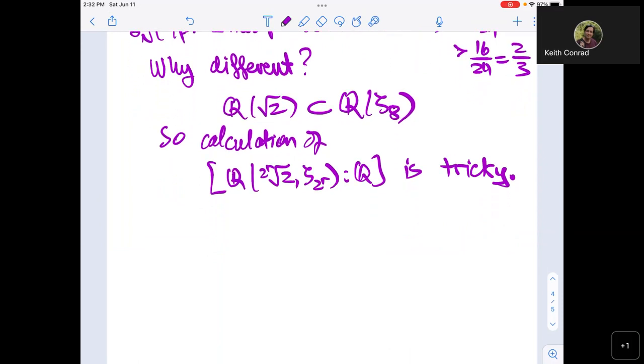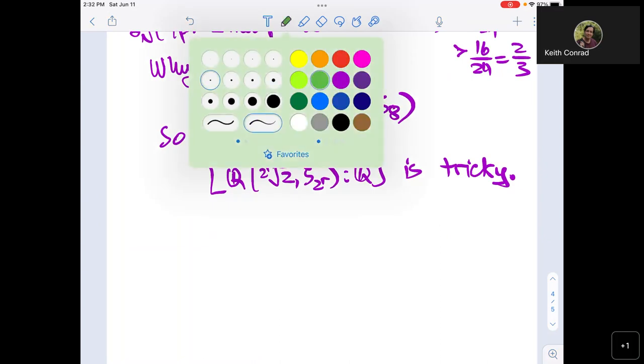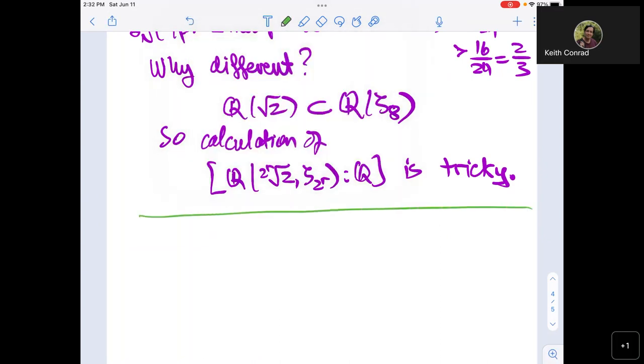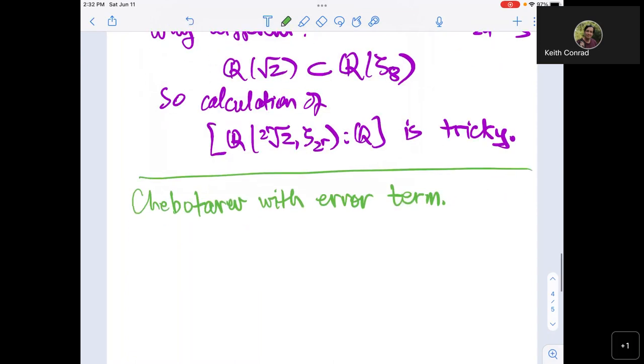So let's switch colors, go to green. And what is Chebotarev with an error term? Let me tell you how that looks. The first thing to tell you about is the prime number theorem with an error term. So this idea of giving the asymptotic in the theorem, I want to write the count as the expected limit asymptotic plus an additional term and bound that so it's of lower order than the main term.